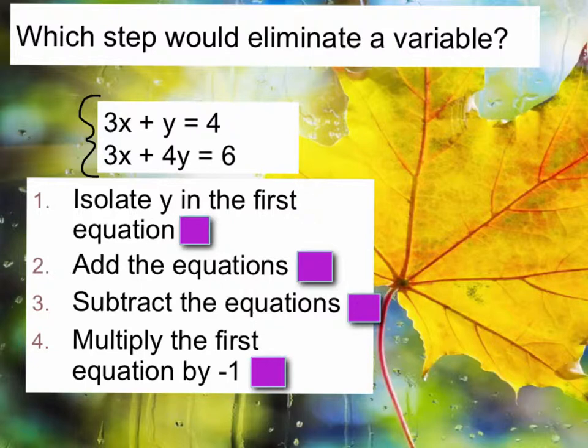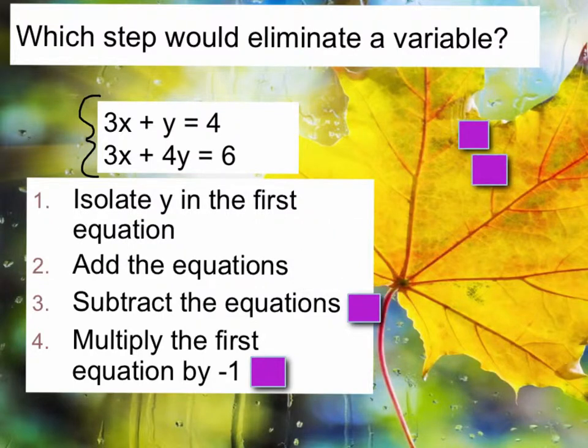Here, the first step says isolate y in the first equation. Should we isolate the y in the first equation? No, this is elimination, so there's no need to do that. And by the way, we're looking for the check marks. Number 2, add the two equations. Well, I could add the two equations, but it won't eliminate anything, so step 2 is not the way to go.